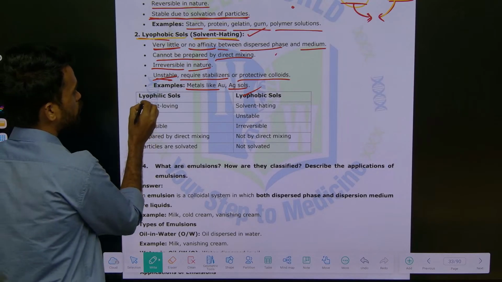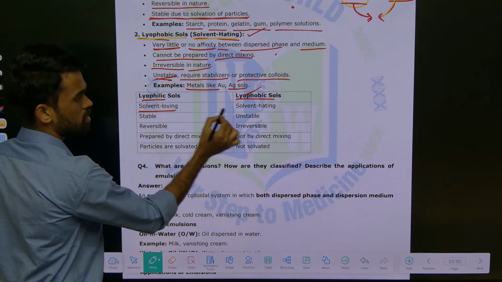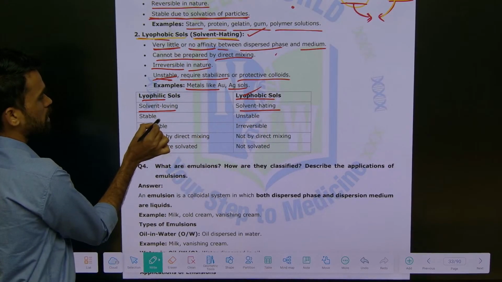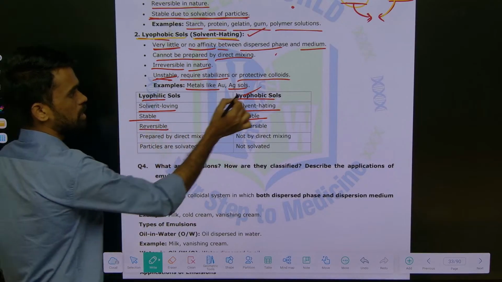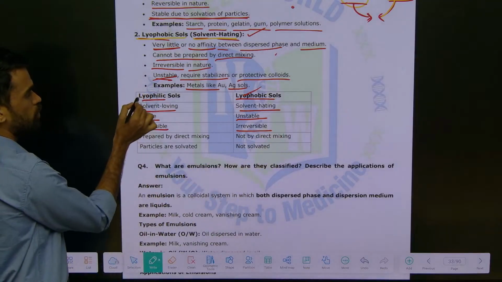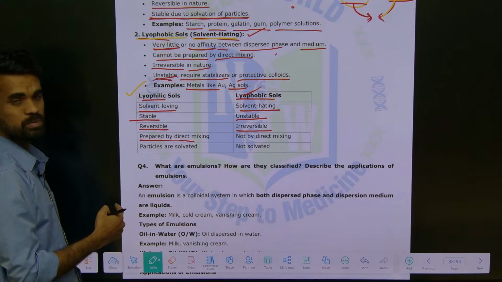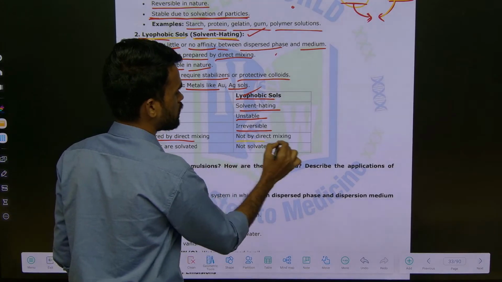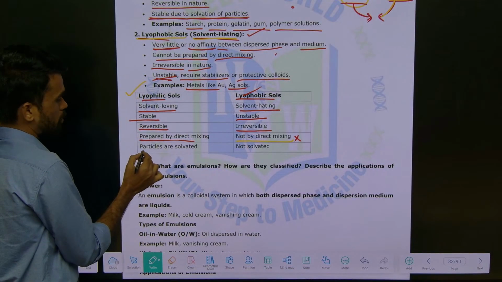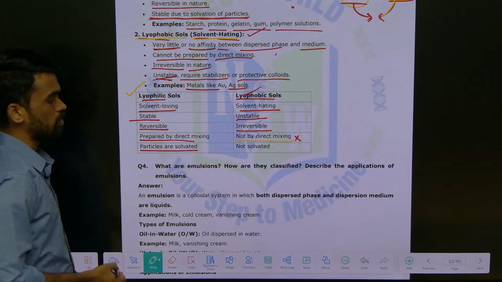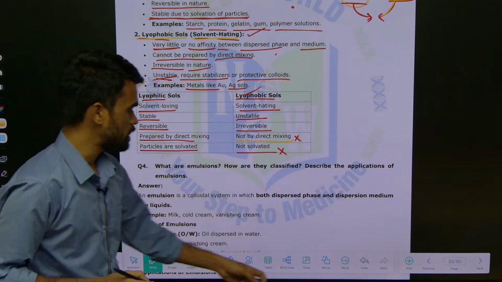Now, what are the small differences between lyophilic and lyophobic we have seen? Lyophilic is solvent loving, lyophobic is solvent hating. Lyophilic is stable and lyophobic is unstable. Lyophilic is reversible, lyophobic is irreversible. Lyophilic can be prepared just by mixing the dispersed phase and dispersed medium, but lyophobic cannot be made by direct mixing. In lyophilic solutions the particles get solvated, but here they do not. Remember this. Next one is emulsions.